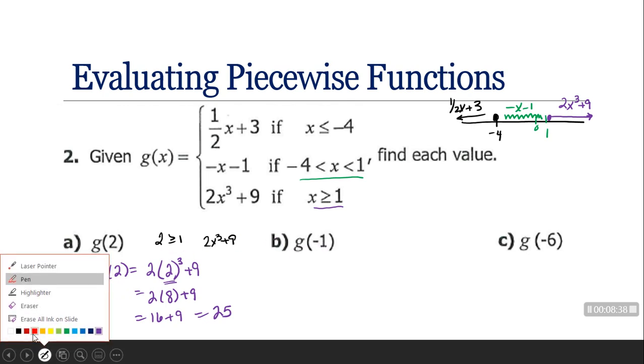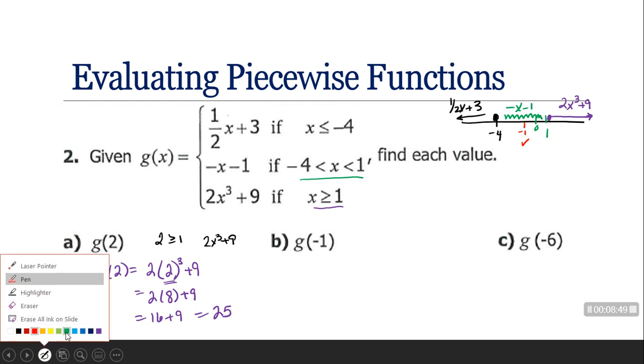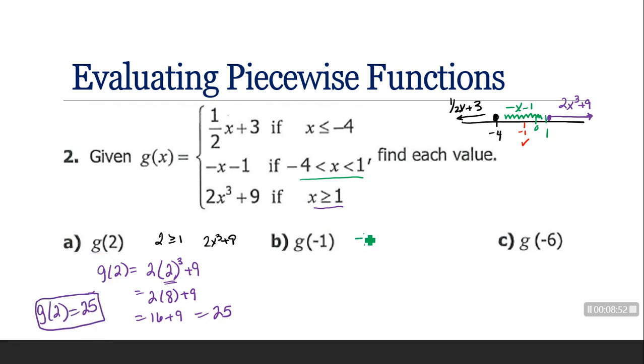Okay, so where does negative 1 fall? Does negative 1 fall greater than or equal to 1? No. Is it between negative 4 and positive 1? So is negative 1 over here? Yes, it sure is. So we are going to use that middle function, the negative x minus 1. So g of negative 1 is a negative times the x, which is negative 1 minus 1. Negative 1 multiplied by negative 1 gives us positive 1. Then we'll subtract 1. So we'll simplify to get g of negative 1 having a value of 0. Again, in the table, if our x is negative 1, our y value is 0.